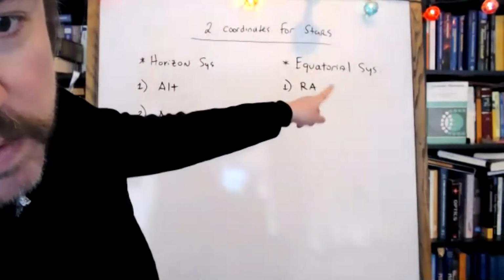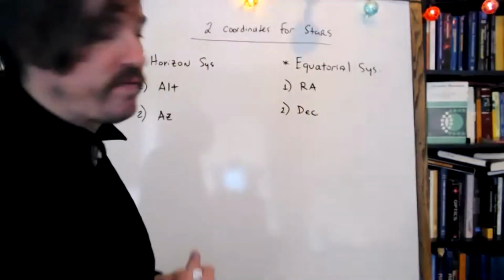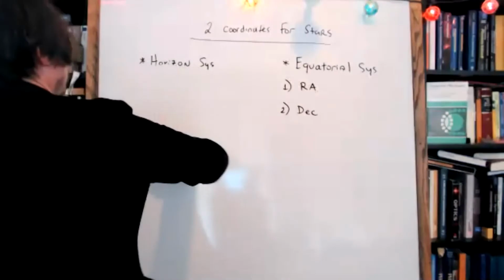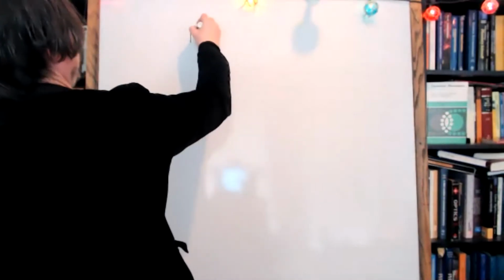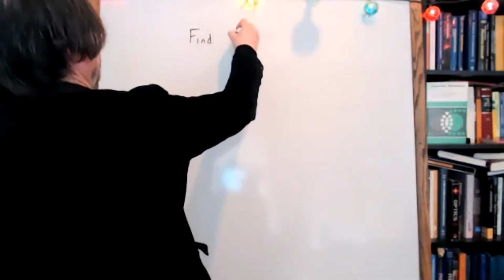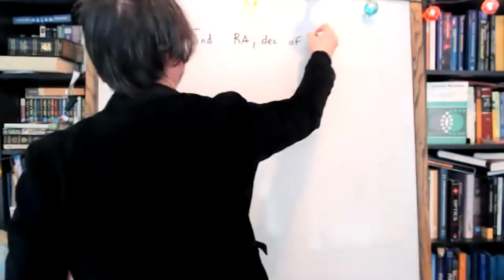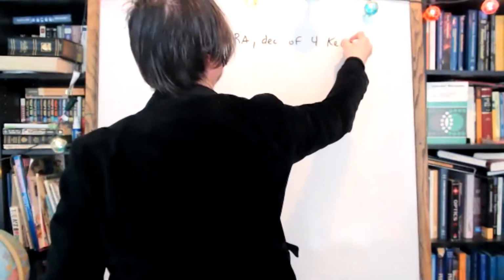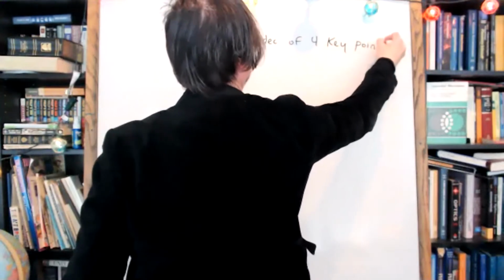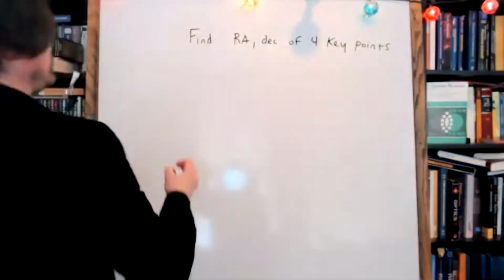Let's try some practice problems with the equatorial system, then we'll get over to that one, okay? Here's a problem that I think is good. Find the right ascension and declination of the 4 key points that we learned about last week in Earth's orbit.